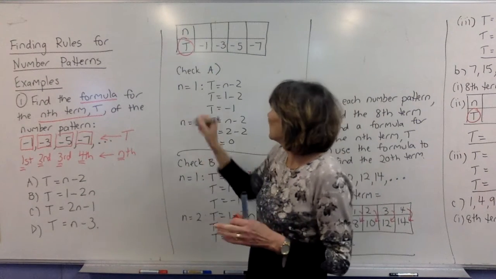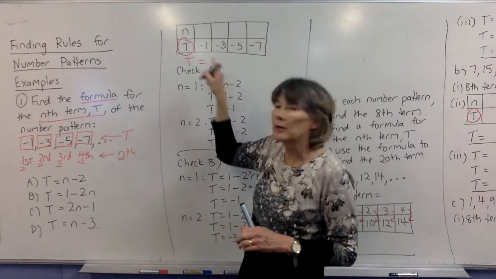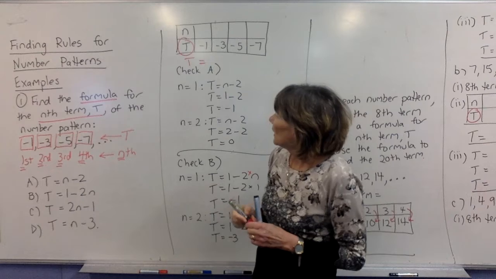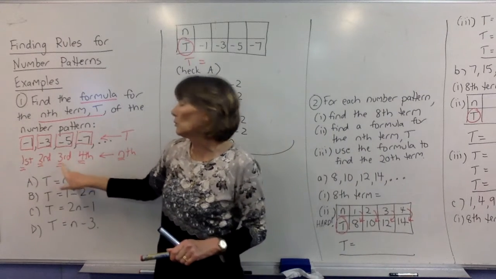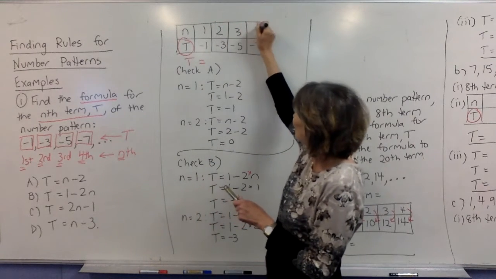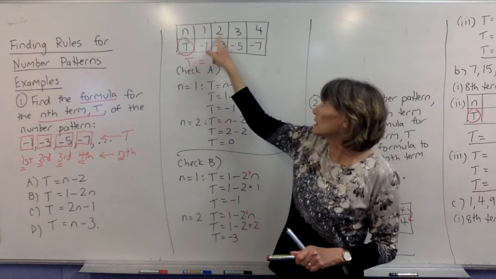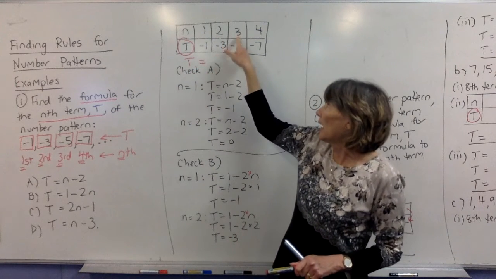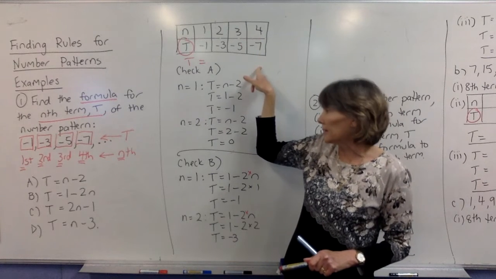And we're finding a formula for t. When we have a formula, it's going to be t equals, and it's always the bottom letter that goes at the beginning of your formula. Now at the top we have n, which is the position of the term. So we have 1, 2, 3 and 4. So we'll just fill those in. So in other words, our first term is -1, our second term is -3, our third term is -5, and our fourth term is -7.